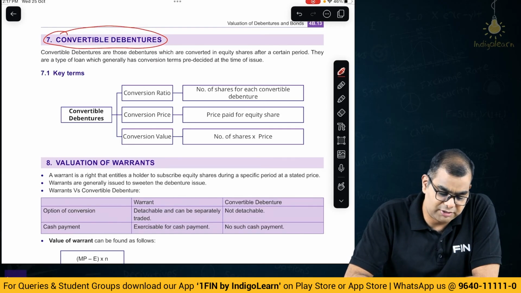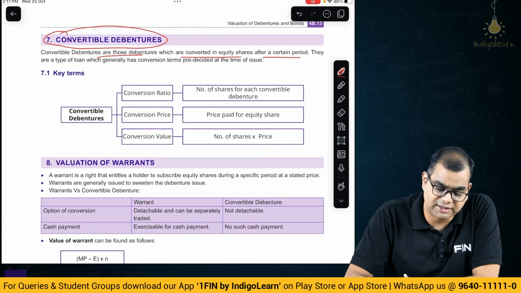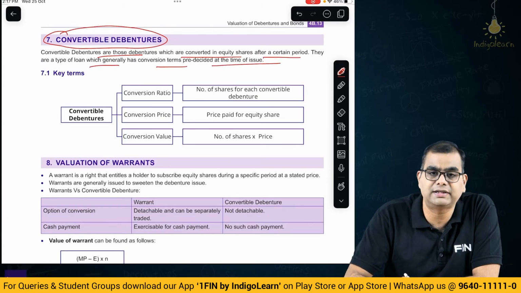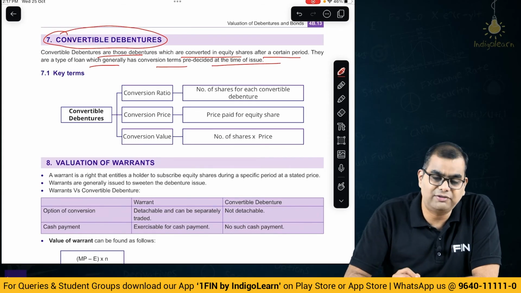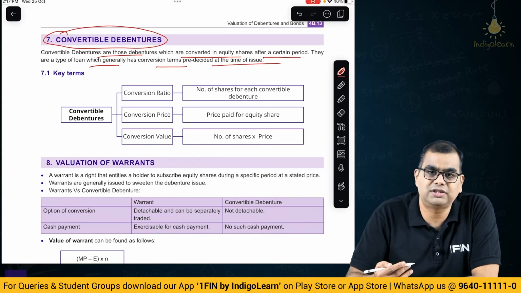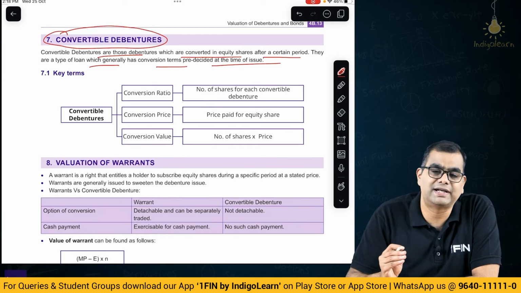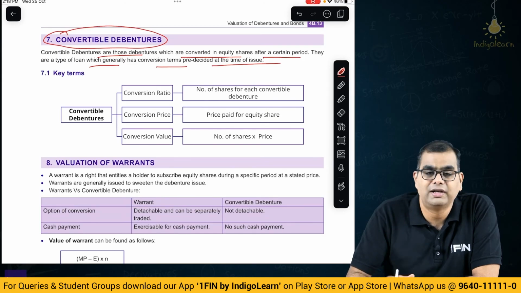Now, what are convertible debentures? These are those debentures which are converted into equity after a certain period. They are a type of a loan which generally has conversion terms pre-decided at the time of issue. So, the conversion parameters or the conversion requirements are pre-decided at the time of issue of the debentures. Let us take an example.